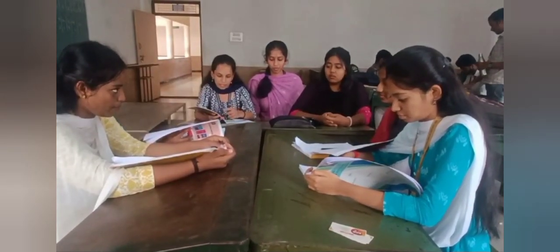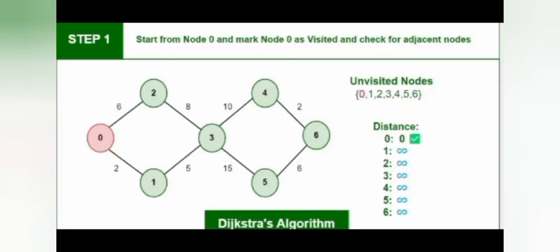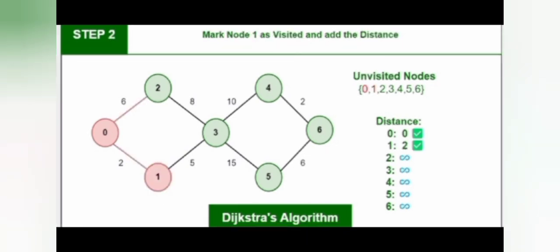Consider the below graph. Step 1. Start from node 0 and mark the node as visited. As you can check in the below image, the visited node is marked red. Step 2. Check for adjacent nodes. Now we have two choices and we choose the node with minimum distance. In this step, node 1 is the minimum distance adjacent node. So mark it as visited and add up the distance. The distance from node 0 to node 1 is equal to 2.